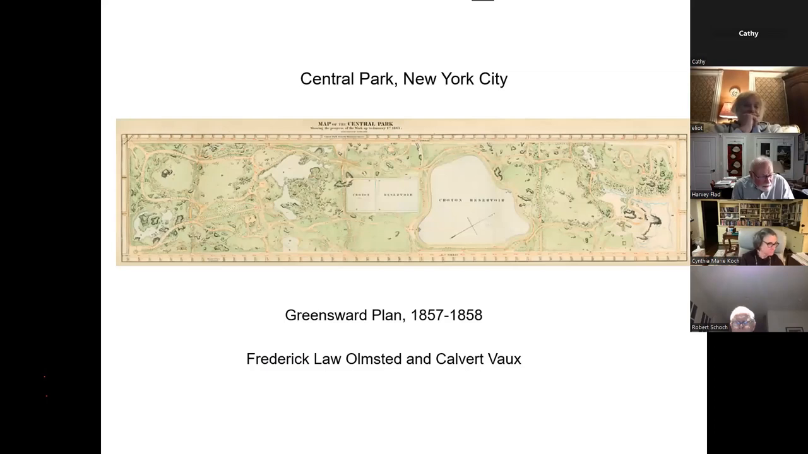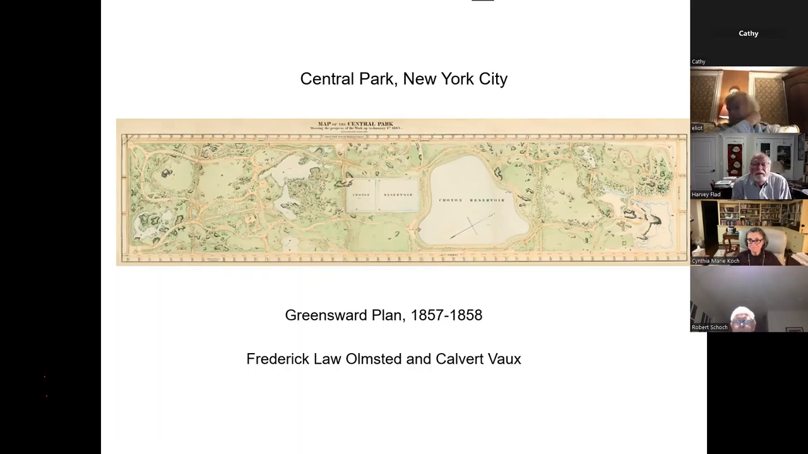Now, Vaux, in 1852, when Downing died, stayed in Newburgh for another year or so, and he did a number of other landscapes and architecture homes and so forth in and around Newburgh. But then he went to New York City, where he and Frederick Law Olmsted got together, and they won the RFP, we might say, for Central Park.